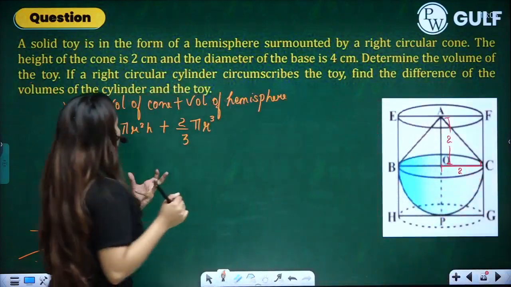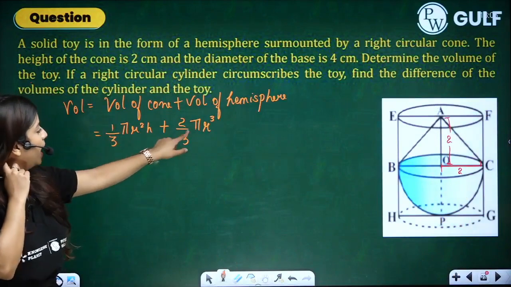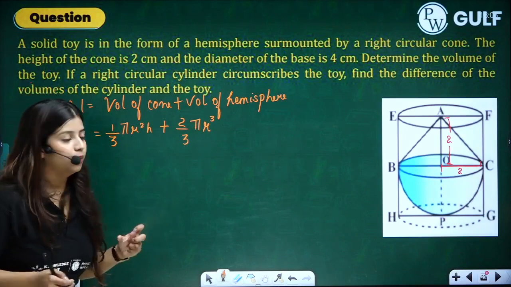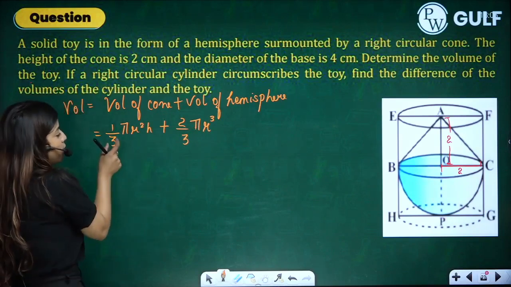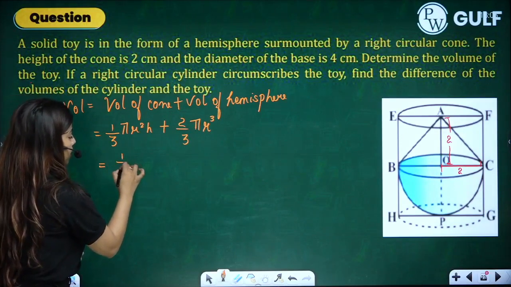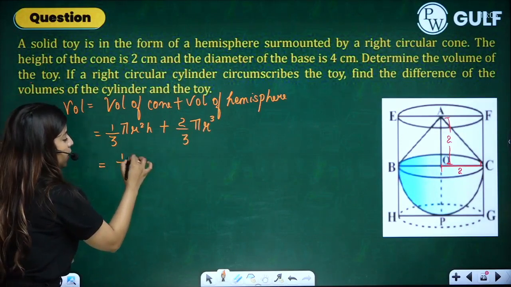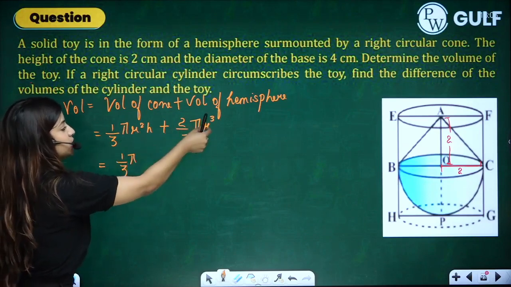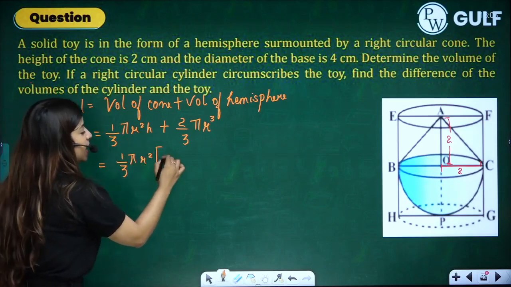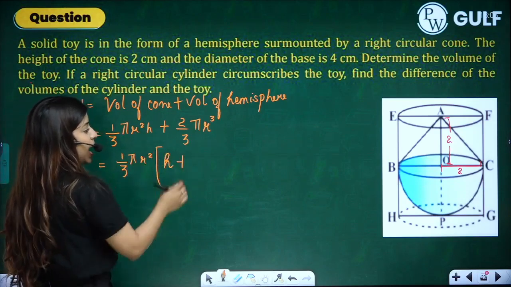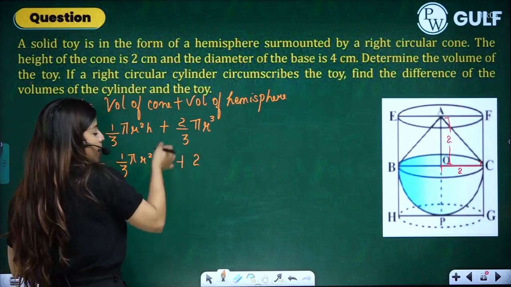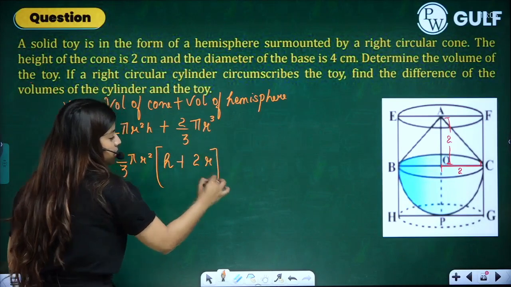Now what we can do, student, is since pi and r are common over here, we can take them out. From 1 by 3 and 2 by 3, we can take out 1 by 3 as common. Pi and pi, we can take out pi as common. From r square and r cube, we can take out r square as common. Now inside this we are left with h, plus from 2 by 3 we have taken 1 by 3 outside, that is 2, pi and r square, that means r.